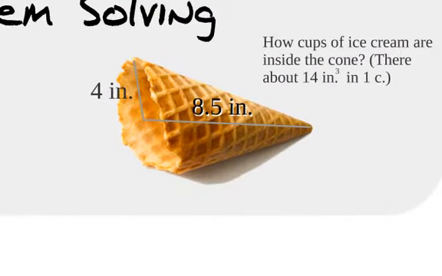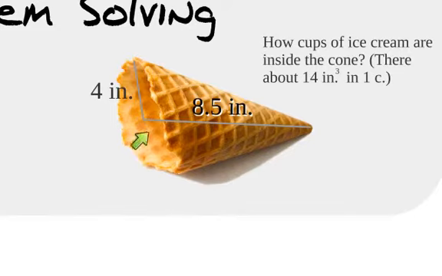All right. Oh, back to ice cream. It's so good. How many cups of ice cream are there inside this cone? There are about 14 inches cubed in 1 cup. Okay, so here is the cone. This is the height of the cone. This is the radius of the cone. Find the volume and tell me how many cups of ice cream are actually inside the cone.